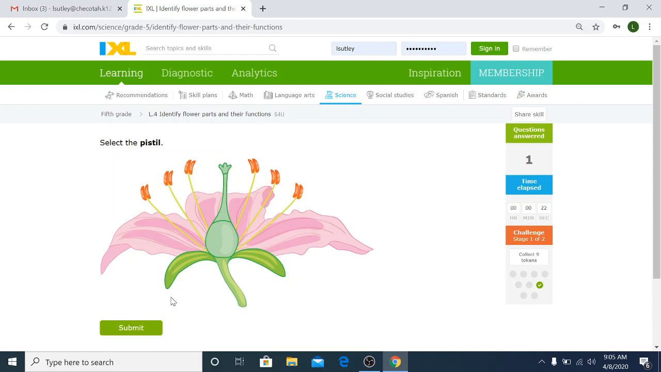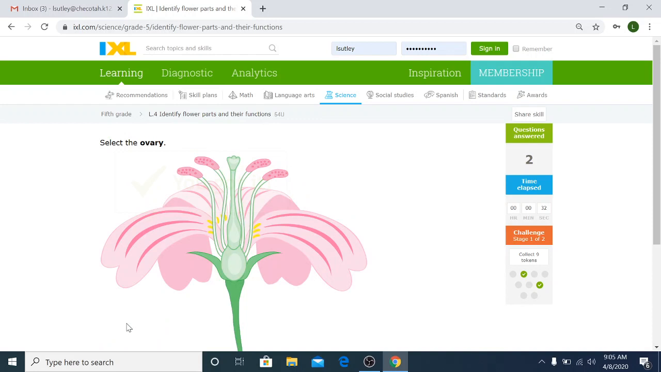Okay, the pistil is the female part, and it's made of the stigma, style, and the ovary. So here is the pistil. Okay, looks like we're on a roll and we've got it.